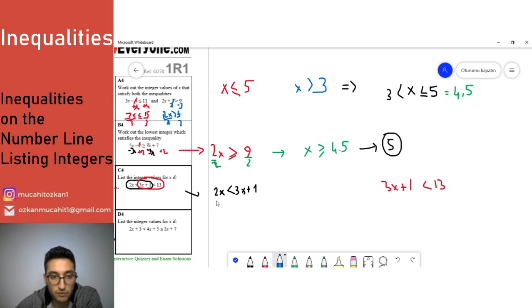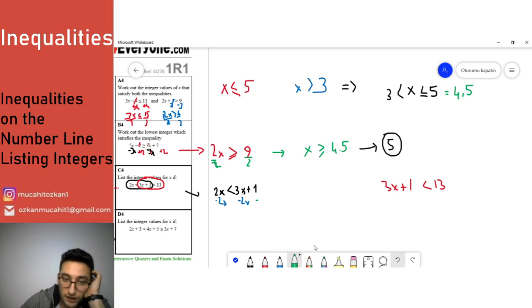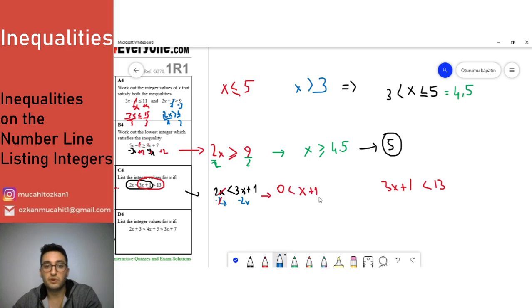Let's solve the first one. I need to subtract 2x from both sides, but on one side I need x, on the other side I need a number. 2x minus 2x is 0, 0 is less than 3x minus 2x, which is x plus 1. As you can see, we have x and a number on the same side. I don't want it, so let's subtract 1 from both sides. It follows negative 1 is less than x. This is the first part.